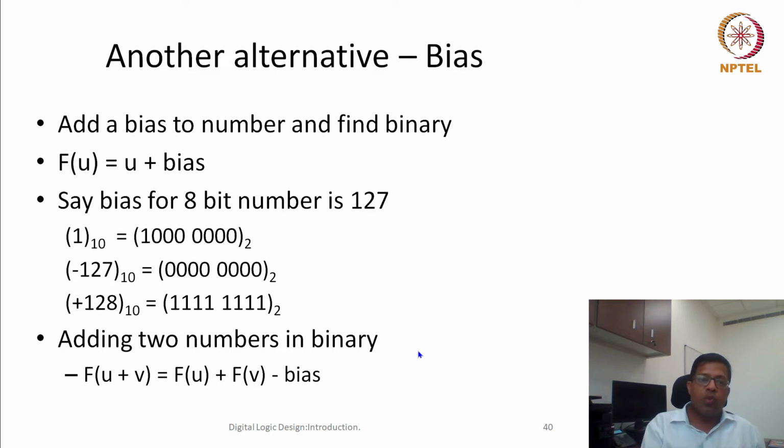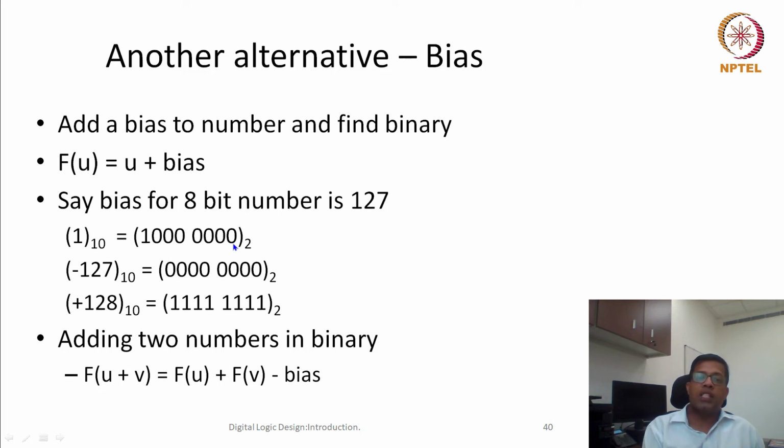So I want to represent 1 in binary. First thing I need to do is add 127, so it becomes 128. Now I will represent this 128 in regular binary. So that means 1000 0000.